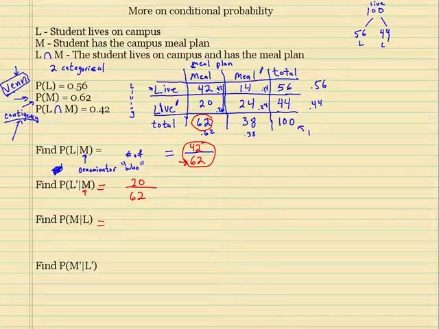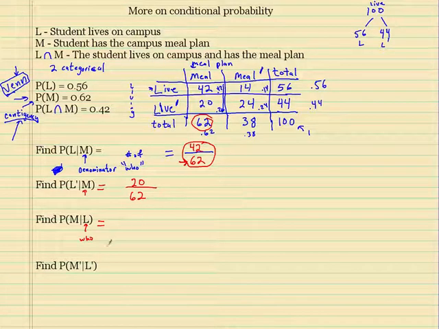Now I'm going to switch it around a little bit. So instead of, I'm going to see how I flipped them. The L is on the left, now the L is on the right. So that makes it a little different because the who is different. I'm not interested in who has a meal plan anymore. I'm interested in how many people live on campus. So I'm saying, what's the probability of a meal plan given you live on campus? Given you live on campus.